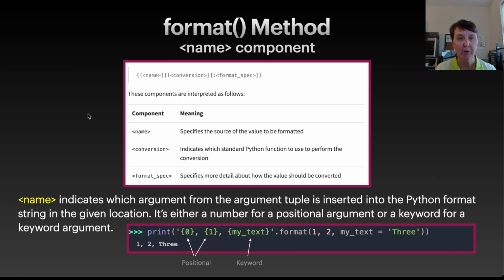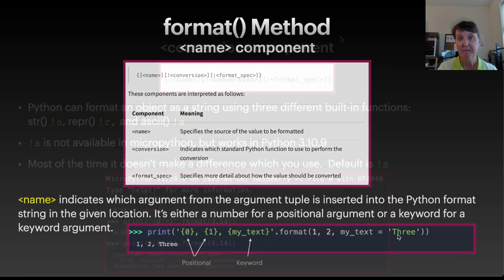Let's focus in on this naming of the source of the value that we want to format. As we said on the previous slide, we have either the positional or keyword references that we can use. And they come from this tuple that will be inside the format argument list.